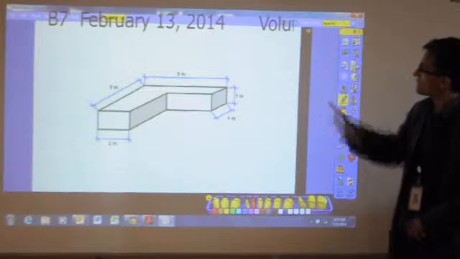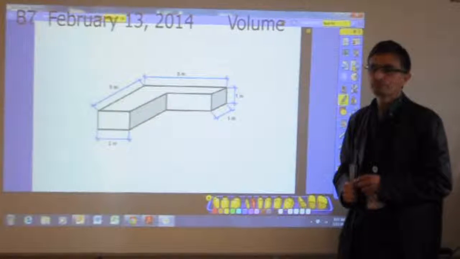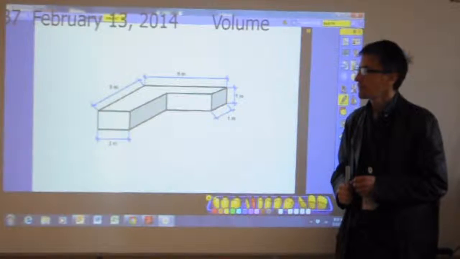What happens when you have a figure like this? How can we calculate the volume? Don't you just multiply it all?